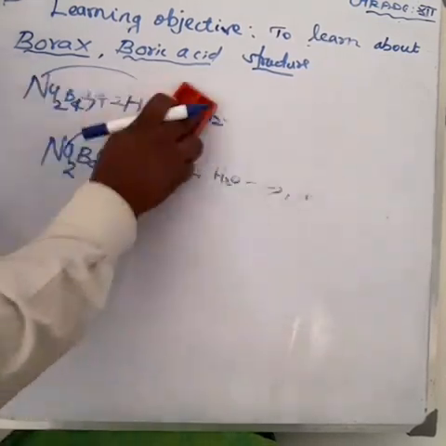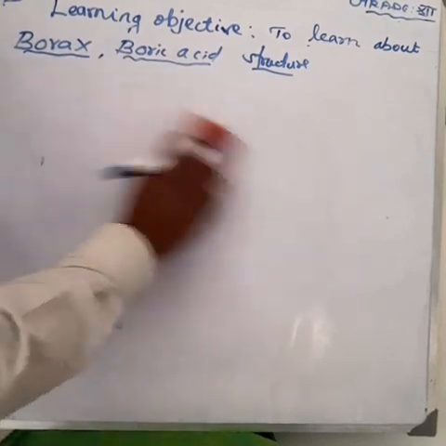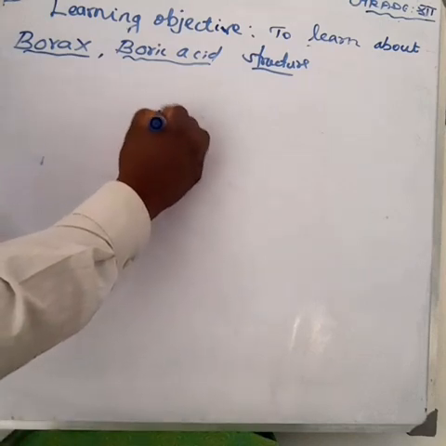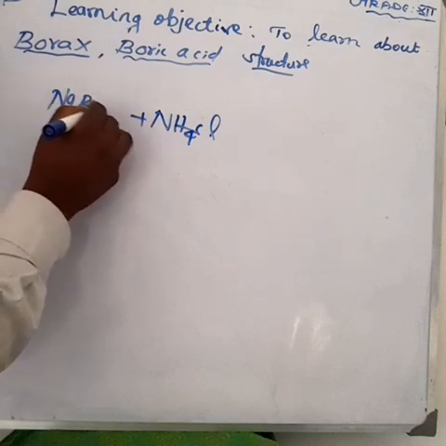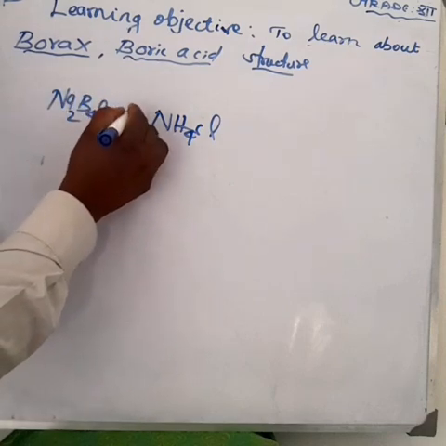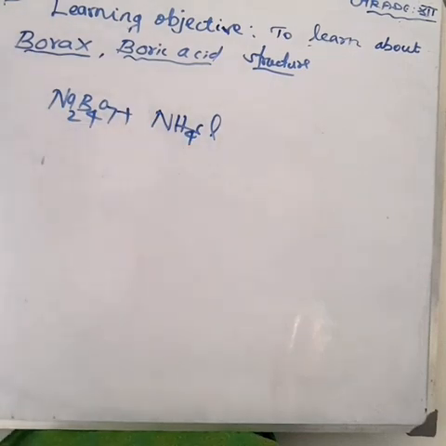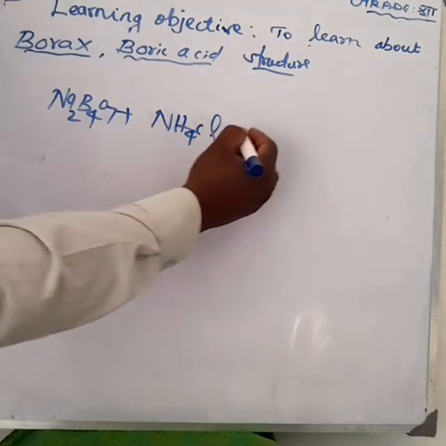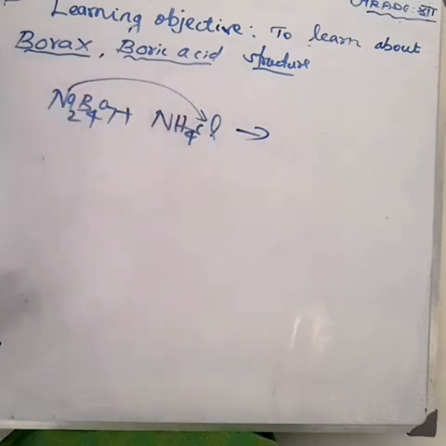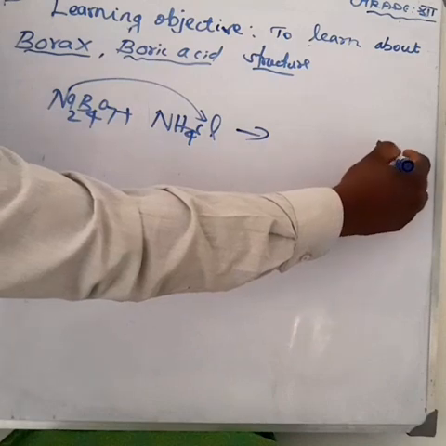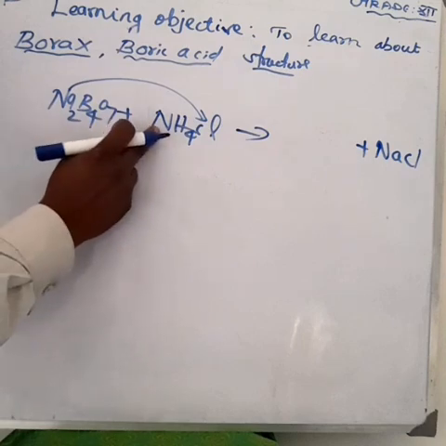Next, how does borax react with ammonium chloride? What is the formula for ammonium chloride? NH4Cl. How can you write the borax formula? Na2B4O7. This borax reacts with ammonium chloride, NH4Cl. So what are the possibilities here? First, the sodium combines with the chlorine, we get sodium chloride, NaCl. Next, boron combines with nitrogen.